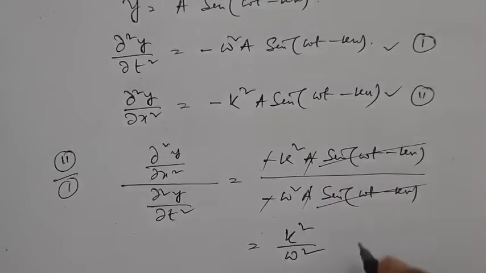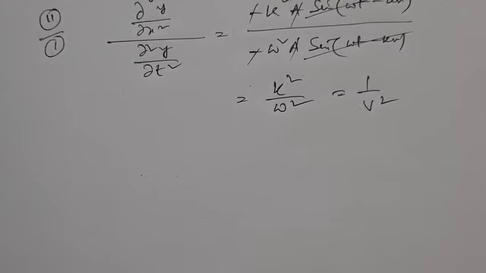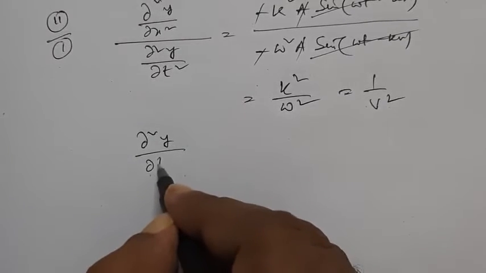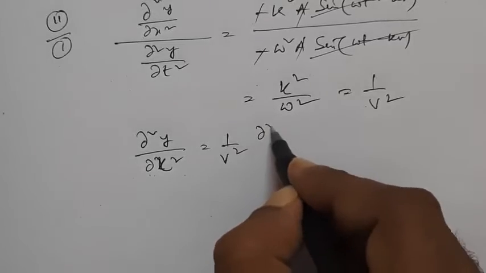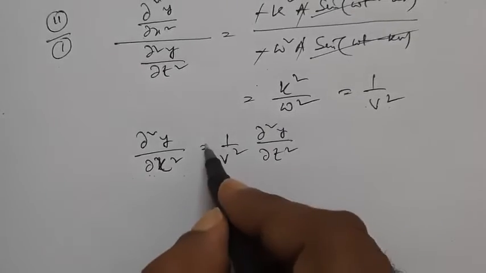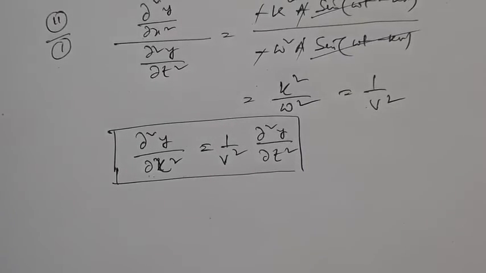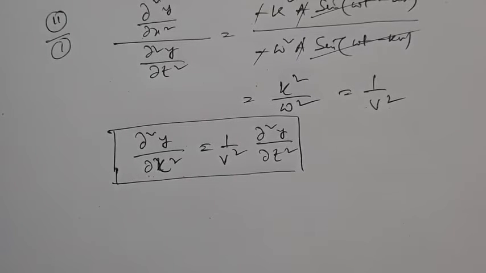Now what was k square by omega square? Again we can write it as 1 by v square, where v was the value of wave velocity. So del square y by del x square is equal to 1 by v square del square y by del t square, by cross multiplying. This is the differential equation of the progressive wave. This equation is known as the differential equation of the progressive wave.